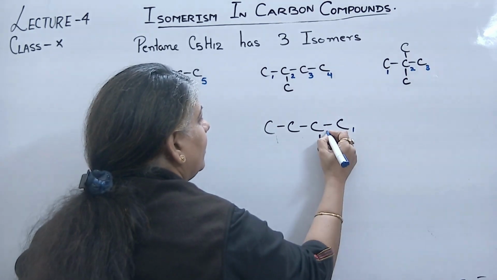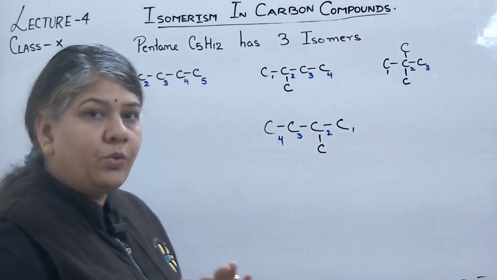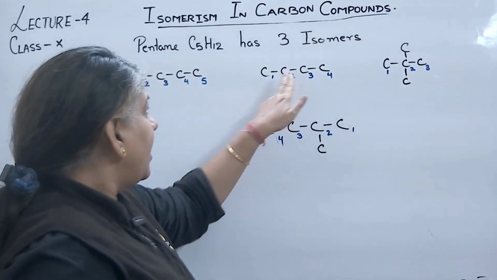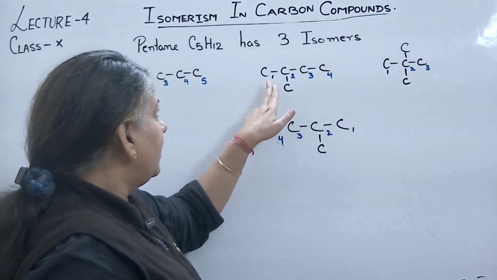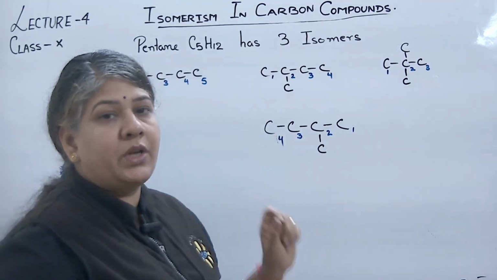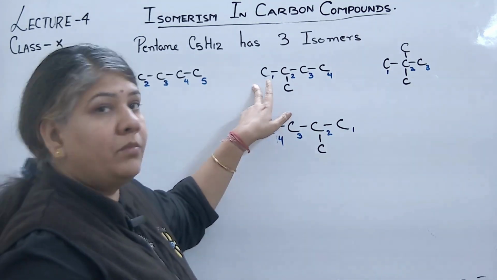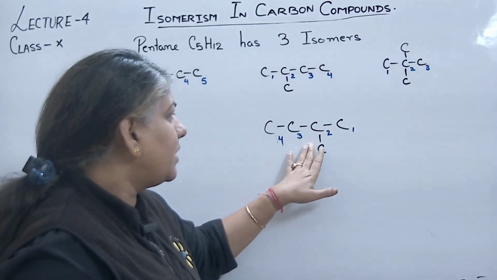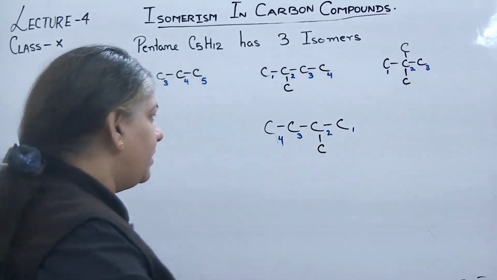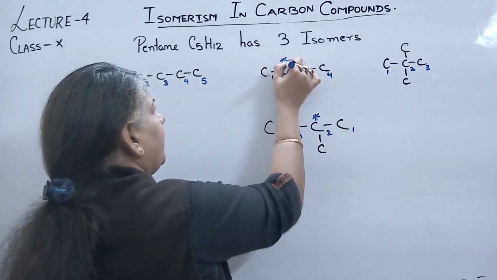See, 1, 2, 3, 4. So simple rule is this: while numbering, from which end you will start, you will see that the branched carbon should get the least number. So either you are numbering from left to right or right to left. The branched carbon should get the least number, and this is the branched carbon.